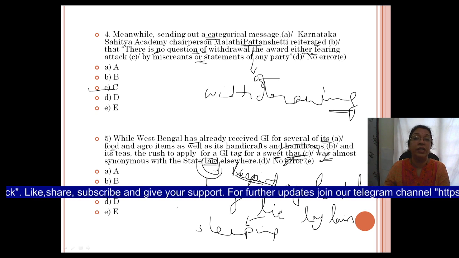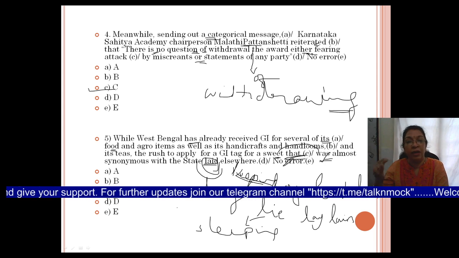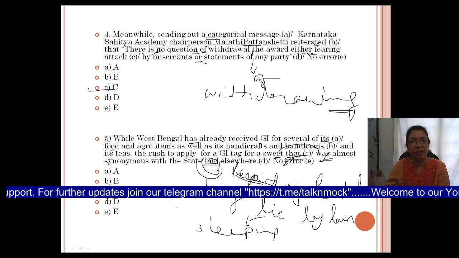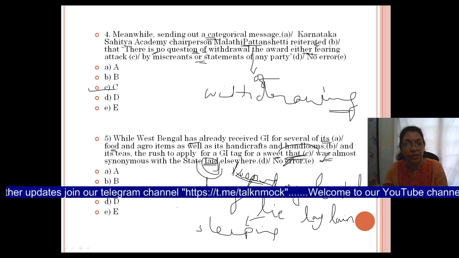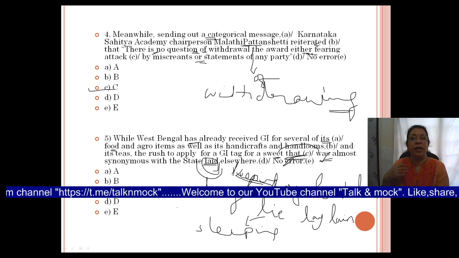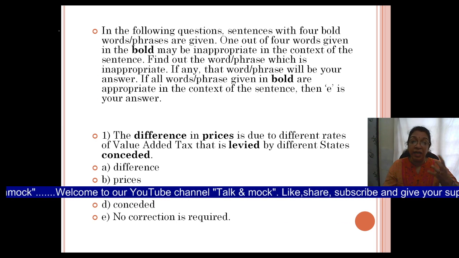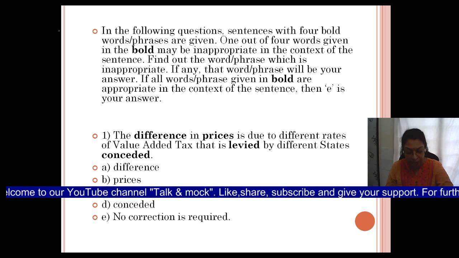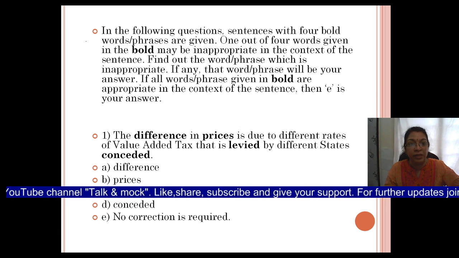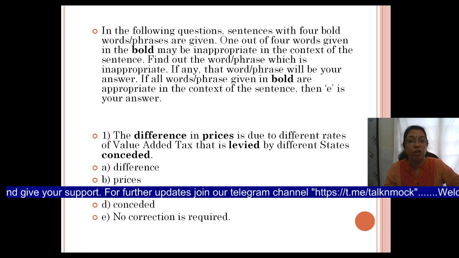So this is how they will test you in your mains. Whatever rules we give as a basic, the same subject verb or the verb forms or the tenses will be tested in longer, complicated and unknown sentences. Okay, now another way of testing your grammar error spotting will be like this. In the following questions, sentences with 4 bold words or phrases are given. One out of 4 words given in bold may be inappropriate in the context.